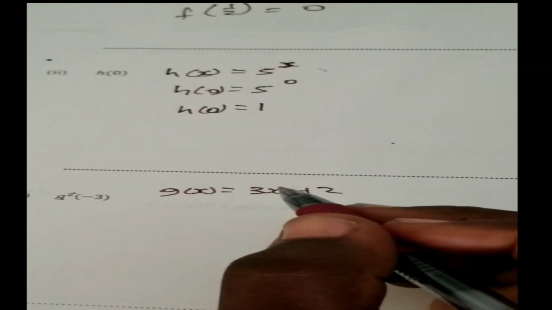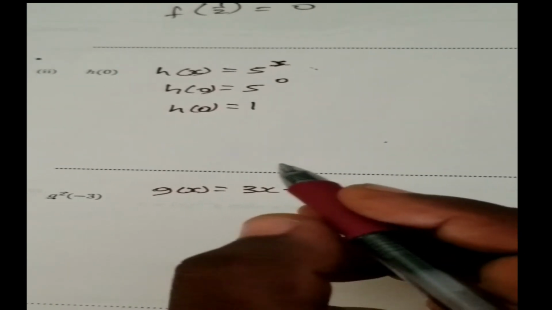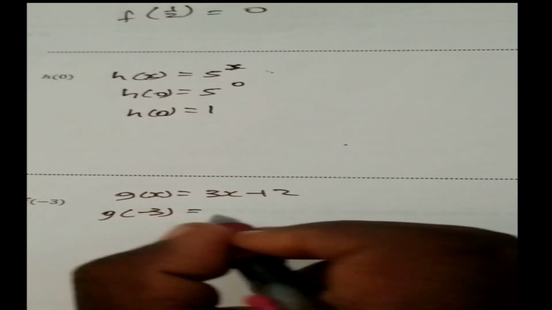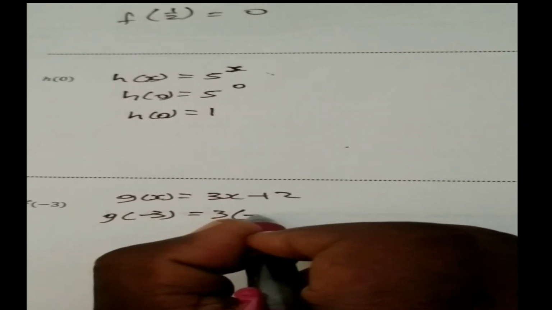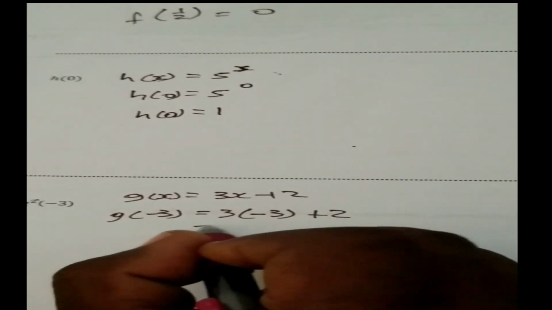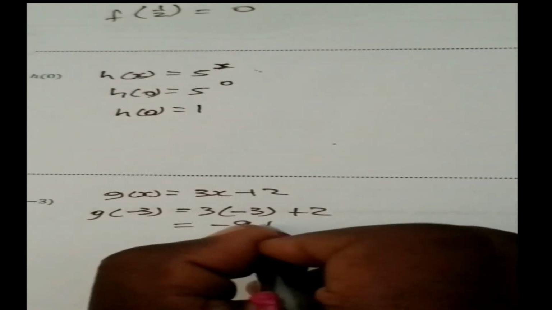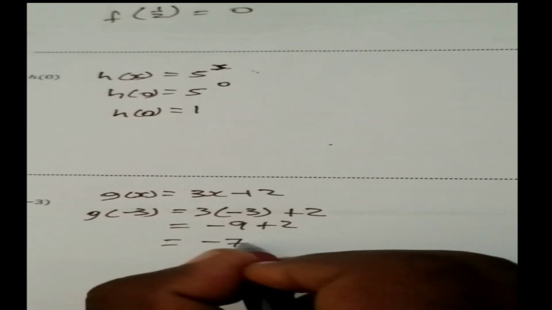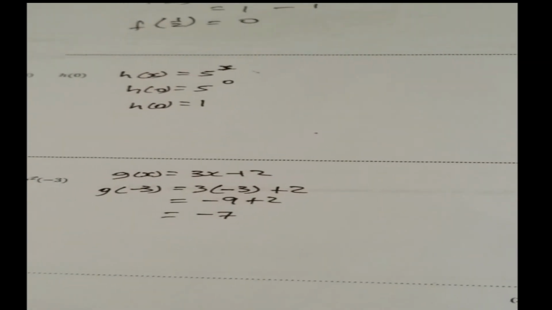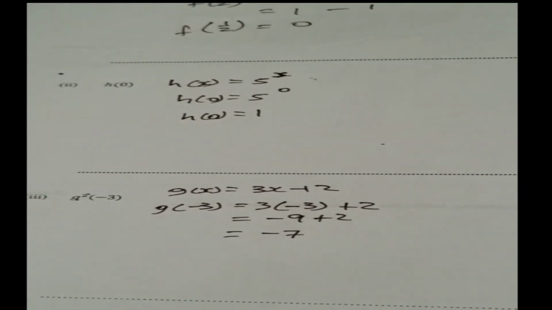we are now going to find g of negative 3, which is equal to 3, and our x is equal to negative 3, plus 2. This is equal to negative 9 plus 2, and this is equal to negative 7. Alright, so we substituted that. After we find our g of negative 3, we're going to apply it now back into g.